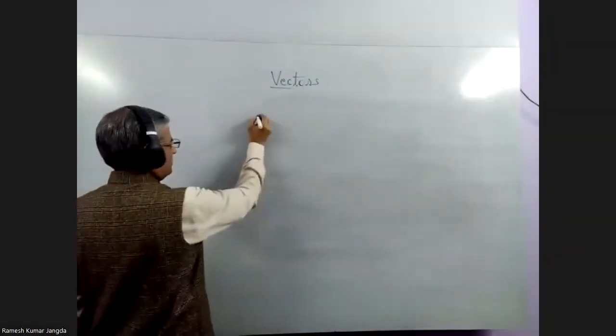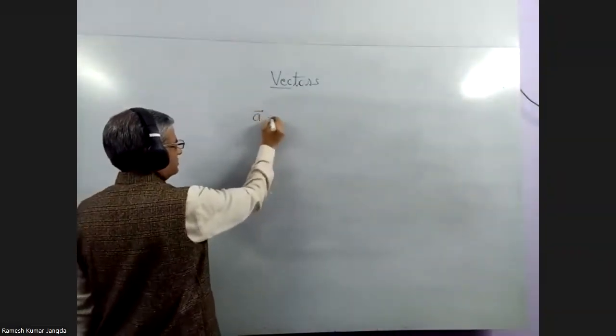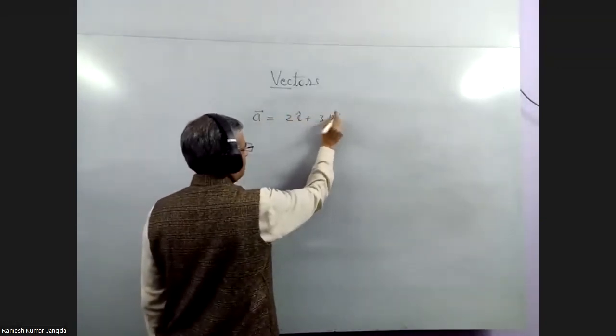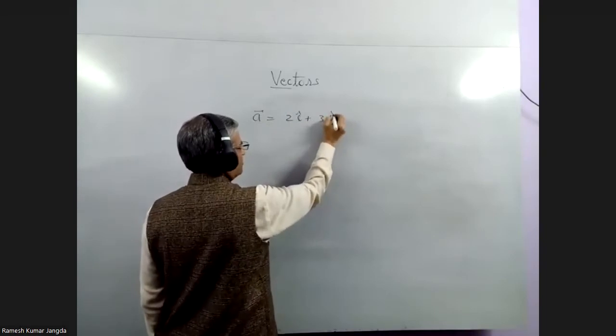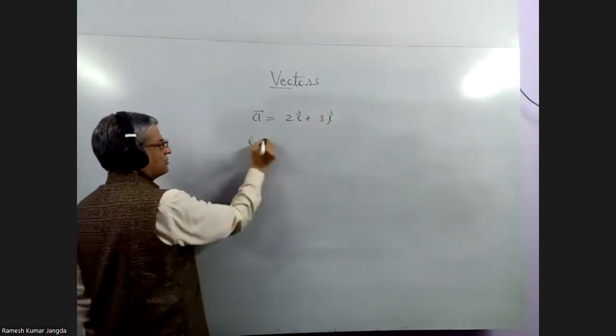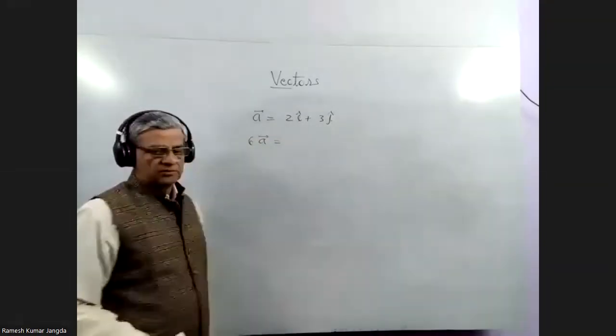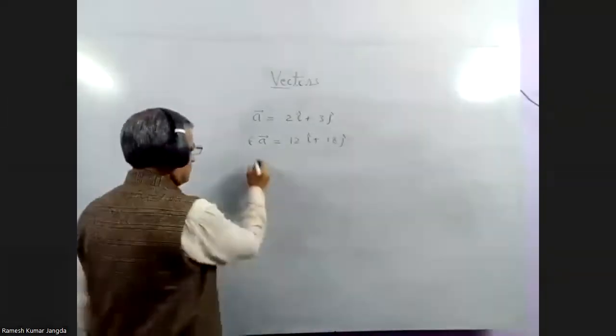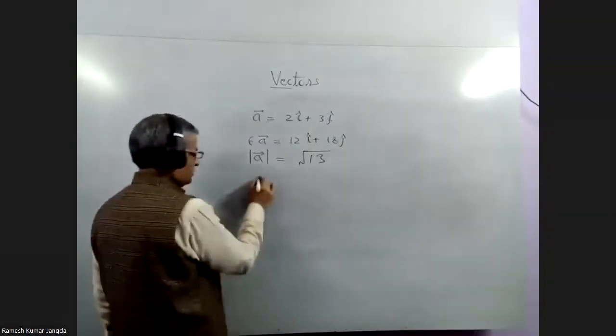Suppose you have a vector A that is given by 2i cap plus 3j cap. So how much is 6 times vector A? 12i cap plus 18j cap. Yes, true. Good. What is the magnitude of vector A? Square root 13. What is angle theta?